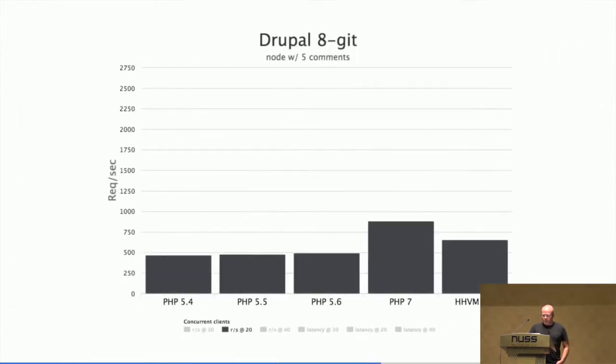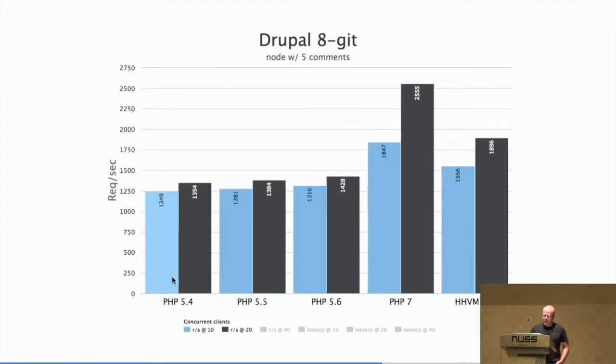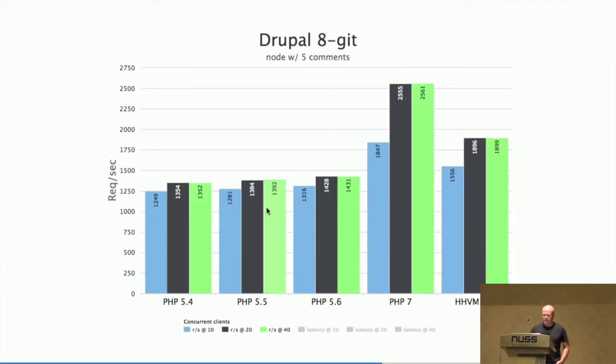Right, so first off, Drupal 8. This is PHP 5.4, 5.5, 5.6, PHP 7, and HHVM 3.7. This is requests per second at 20 concurrent clients in this case, on an eight core CPU. At 10 concurrent clients, the numbers don't change that much, so they're the same. At 40 concurrent clients, again, the pattern is mostly the same.